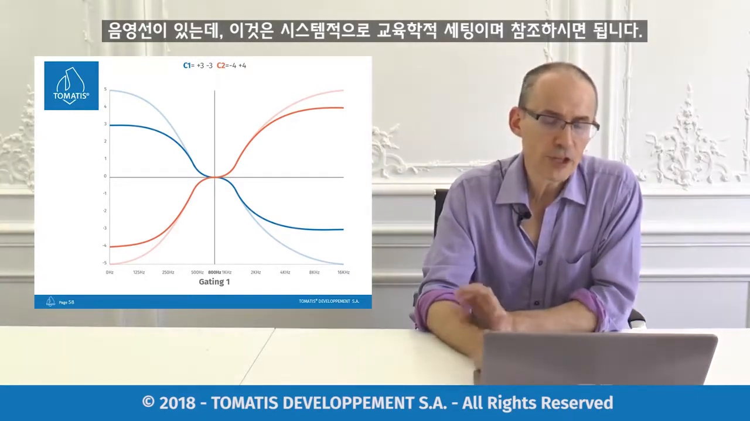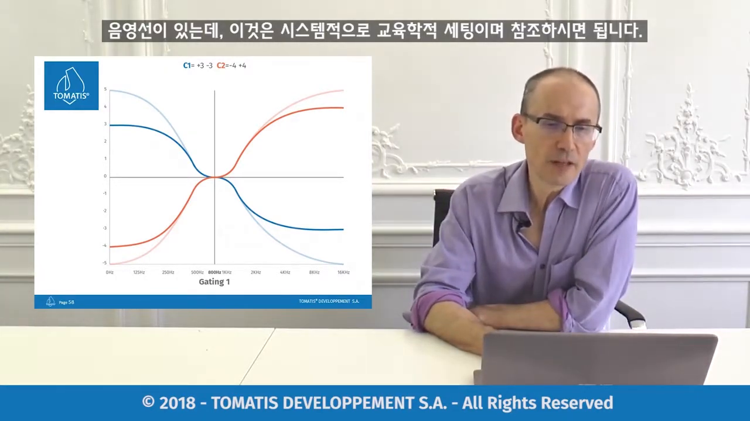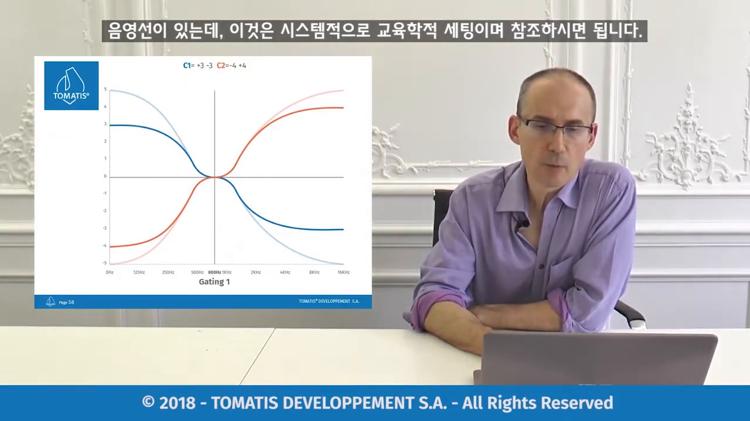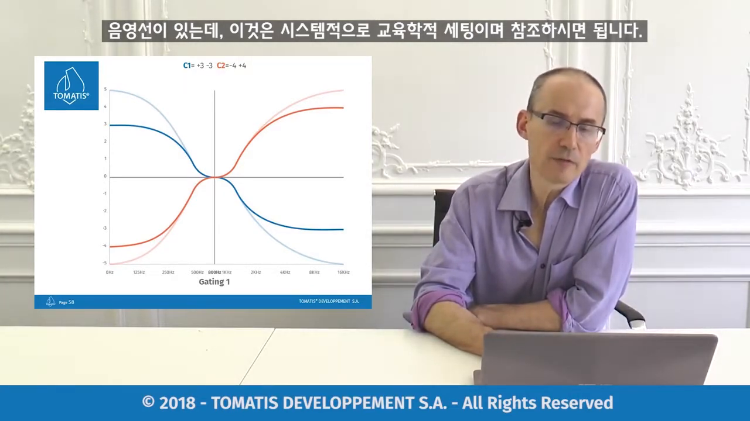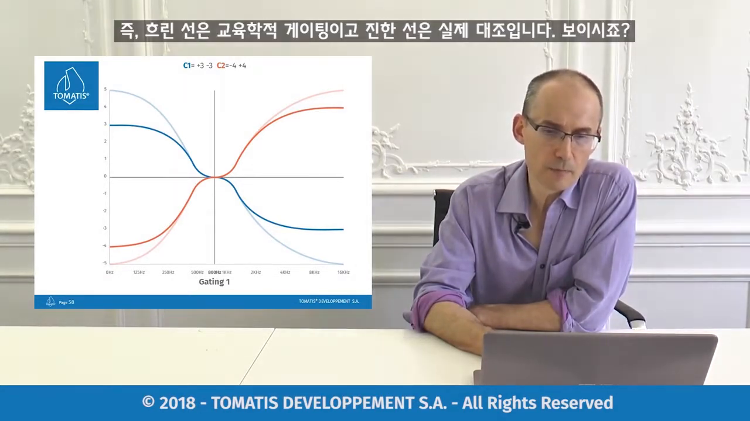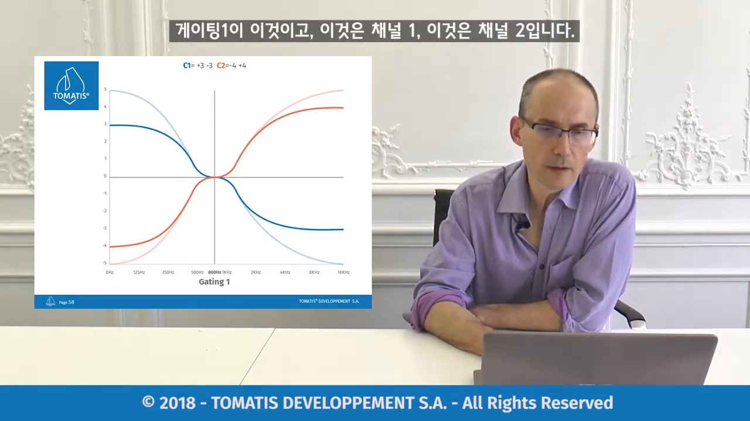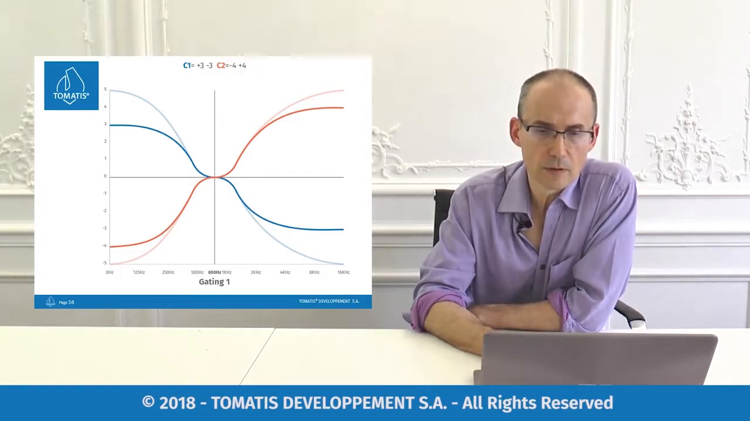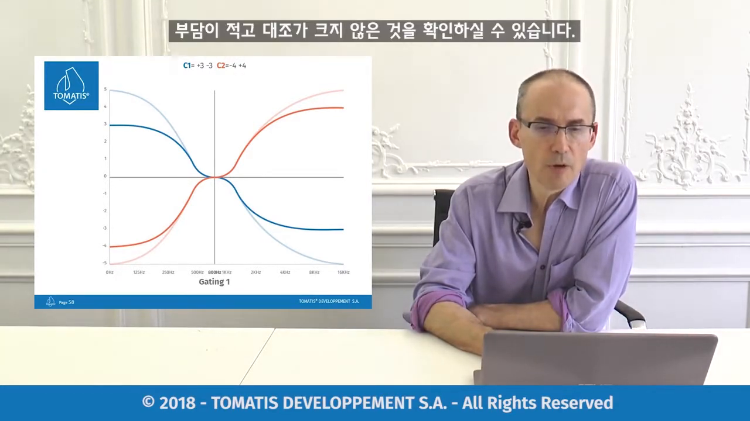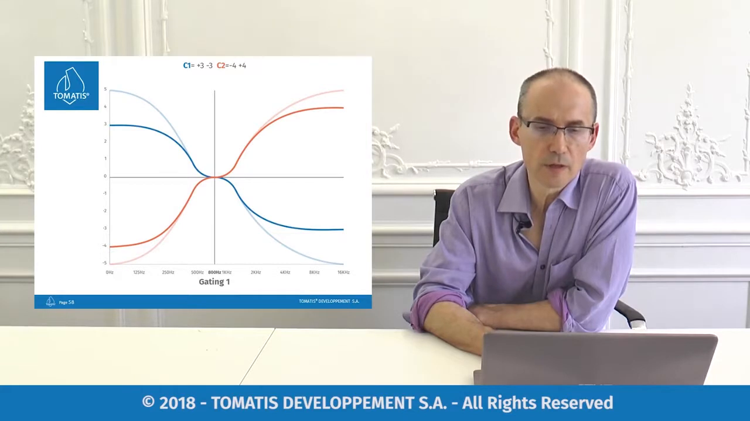In the shaded lines here, it's a reference. That's systematically the pedagogical setting. So shaded, pedagogical. And in bold, you have the real contrast. So you see, gating 1 here, this is this and that. This is channel 1. And channel 2 is this. So you see it's less demanding and the contrast is not so big.